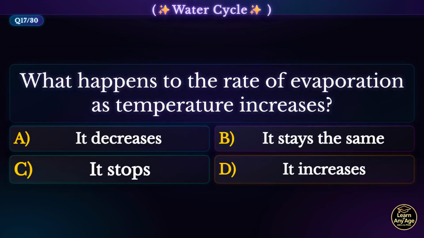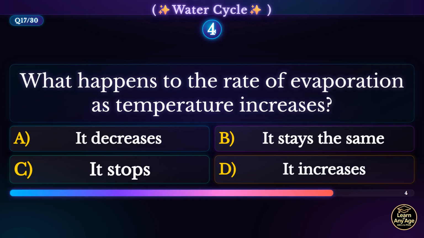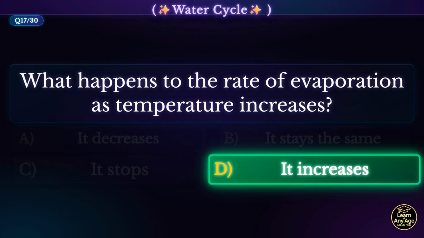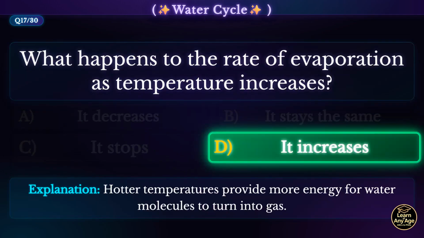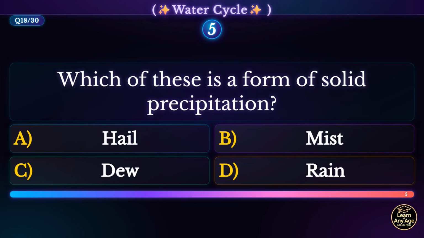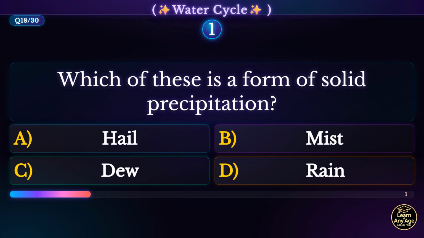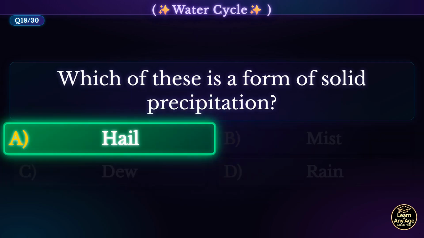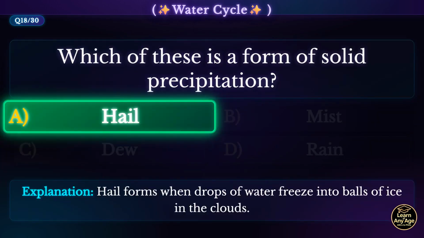What happens to the rate of evaporation as temperature increases? It increases. Hotter temperatures provide more energy for water molecules to turn into gas. Which of these is a form of solid precipitation? Hail. Hail forms when drops of water freeze into balls of ice in the clouds.